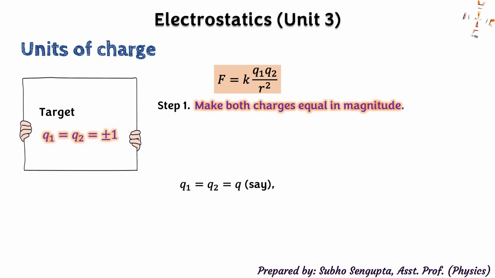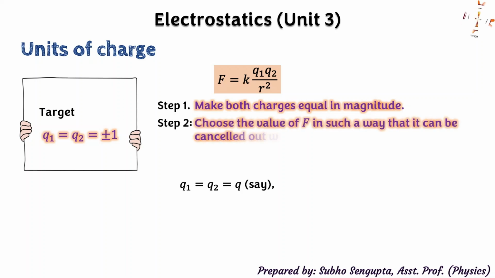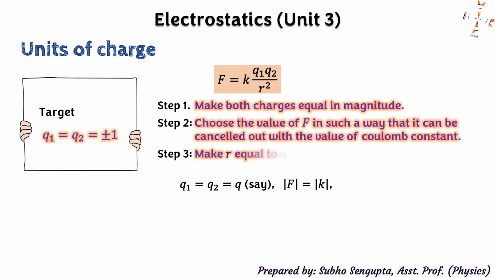Step 2. Choose the value of F in such a manner that it can cancel out the value of Coulomb constant, that is, K. So, I write modulus of F is equal to modulus of K. The modulus sign I have used here to indicate that only the values of F and K are equal. Step 3. Make the separation R equal to 1. So, R is equal to 1.